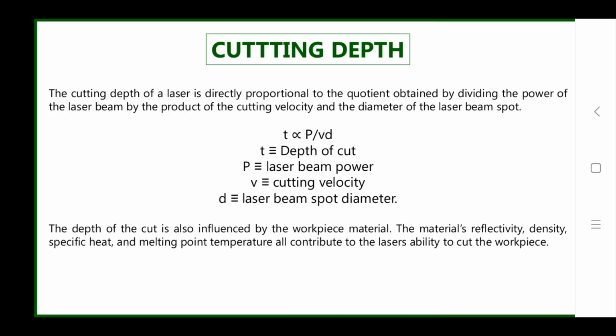Now here I will discuss the cutting depth of this laser. The cutting depth of this laser is directly proportional to the quotient obtained by dividing the power of the laser beam by the product of the cutting velocity and the diameter of the laser beam spot. So here I have given the mathematical formula. In this, small t is the depth of cut, capital P is the laser beam power, small v is the cutting velocity, and small d is the laser beam spot diameter.